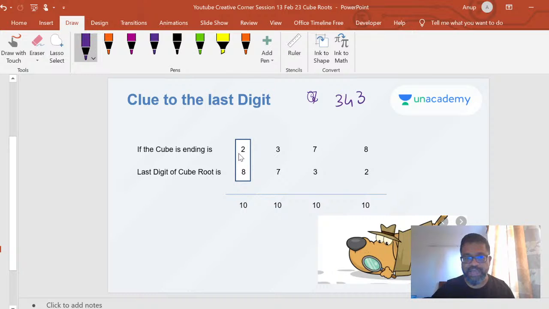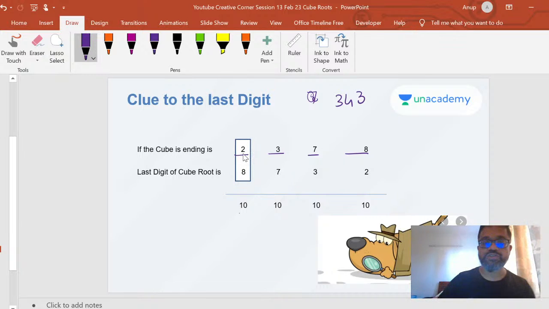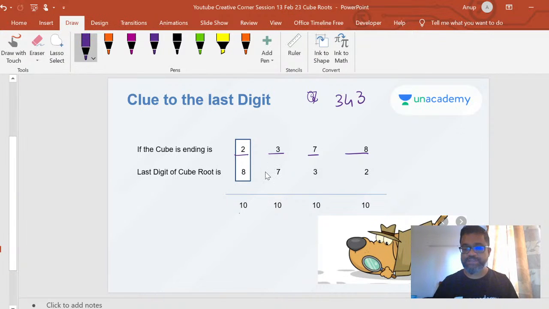Okay, so if the last digit is ending in 2, 3, 7 or 8, the last digit of the cube root will be a complement of 10. So when you add them up together, you will always get a 10. So it's very easy. When I know my last digit of a cube is 2, I know this. Okay, and this is very important.